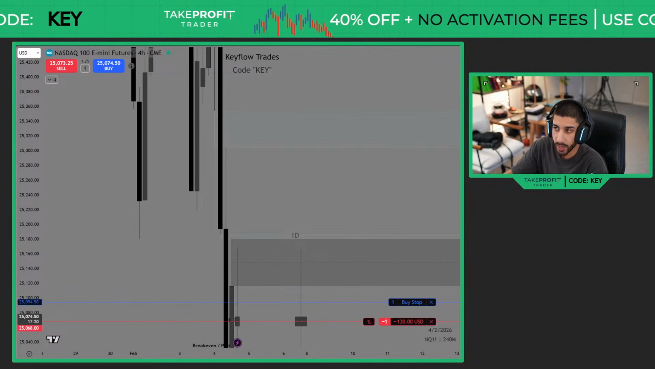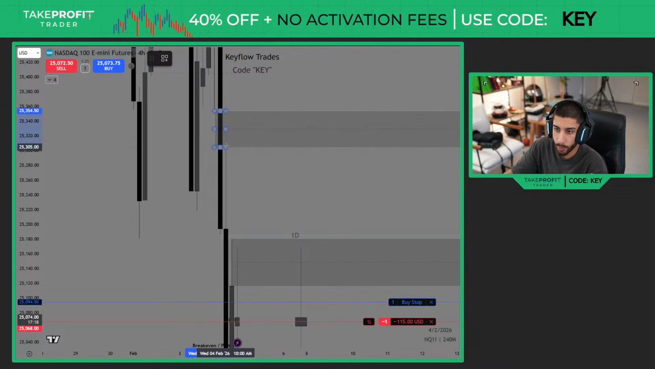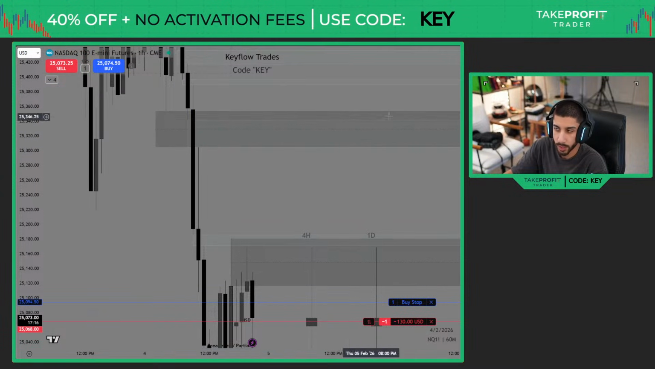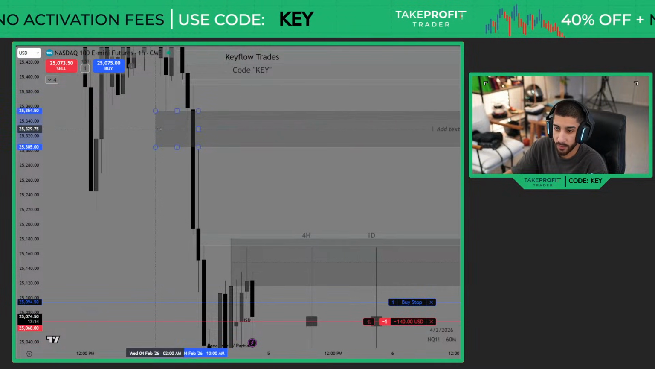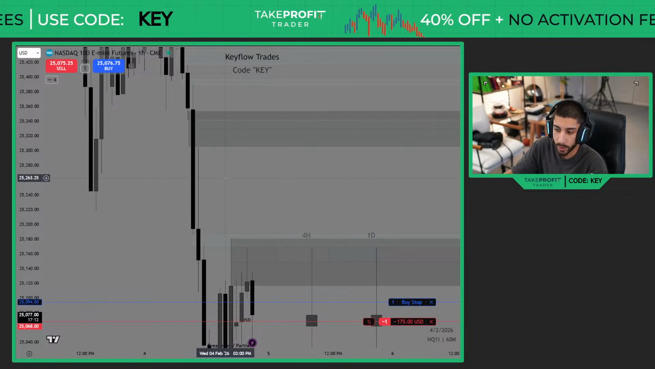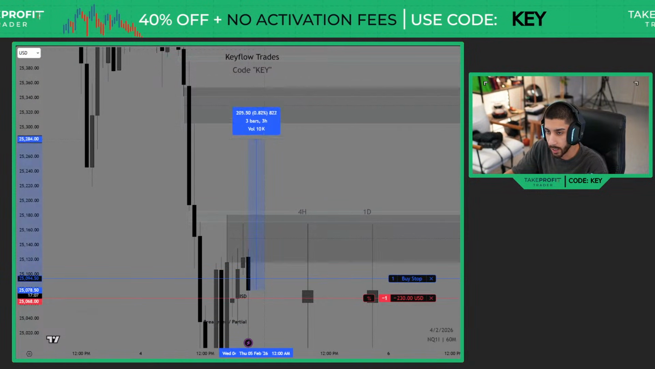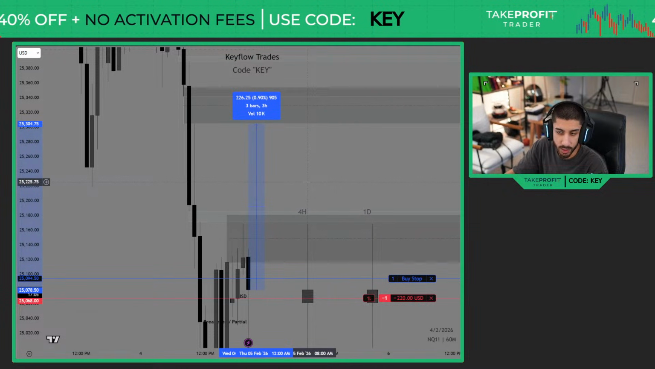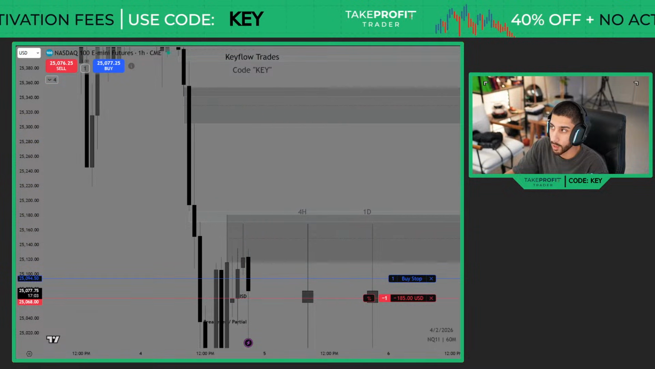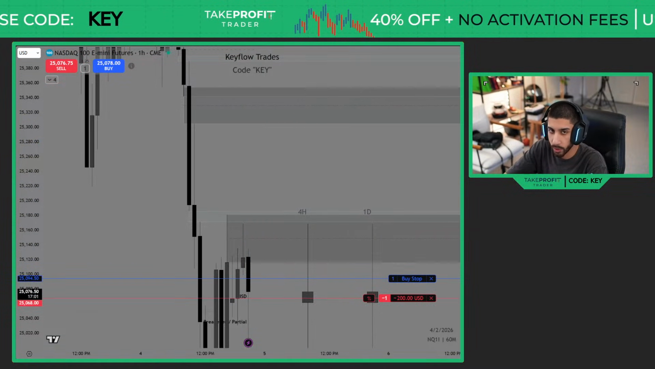4 hour, we have this 4 hour here, and I'm pretty sure this lines up with the 1 hour. It does. So that 4 hour lines up with this 1 hour gap, which makes it even better. But obviously this is quite a ways away from where we're currently trading. That's 226 points away. So we got some time before it gets there.